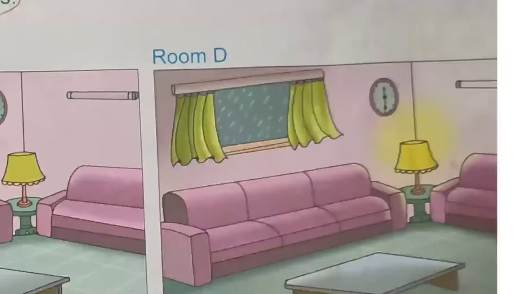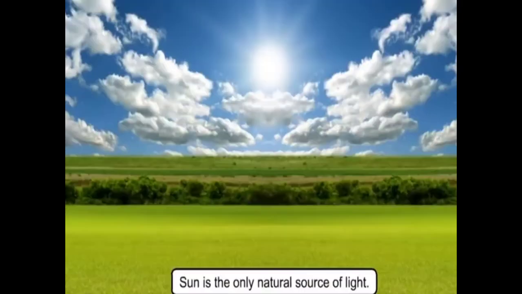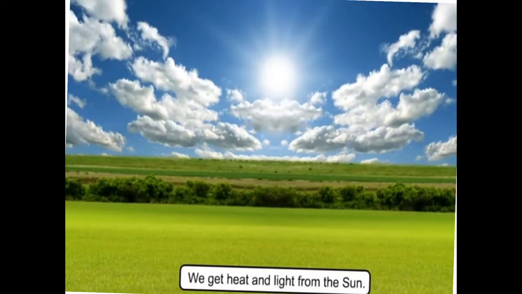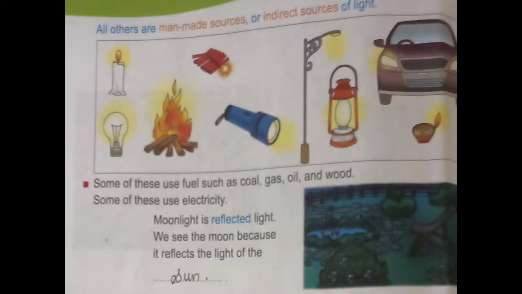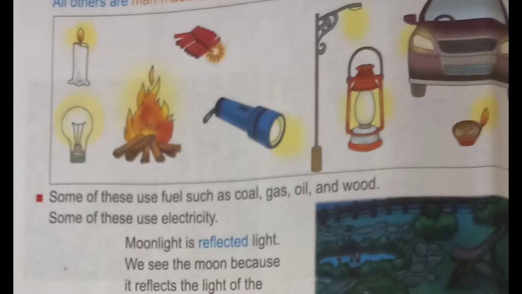We know that the sun is the only natural source of light. We get heat and light from the sun. The sun gives us heat and light. All other sources are man-made or indirect sources of light.